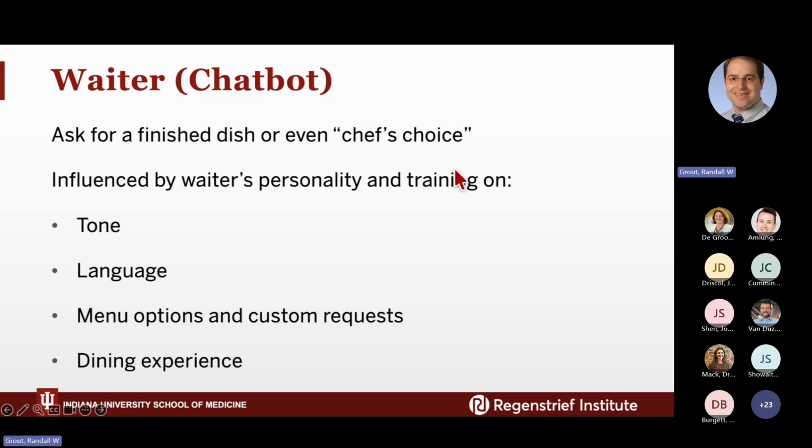In a restaurant, your interaction and the finished dish that you get could be influenced by the waiter's personality and training on tone, language, perhaps the menu options and the custom requests, the dining experience that restaurant wants to do. So you're relying on whatever the kitchen is set up to produce, with that waiter acting as the go-between, the translator of it. You don't exactly tweak the exact cooking process or see behind the scenes, but you get that final plated dish as it's offered.